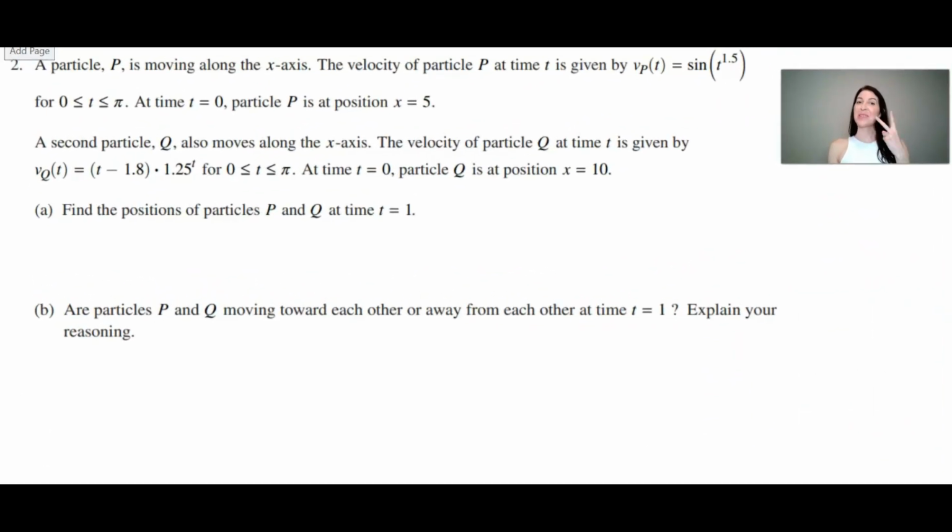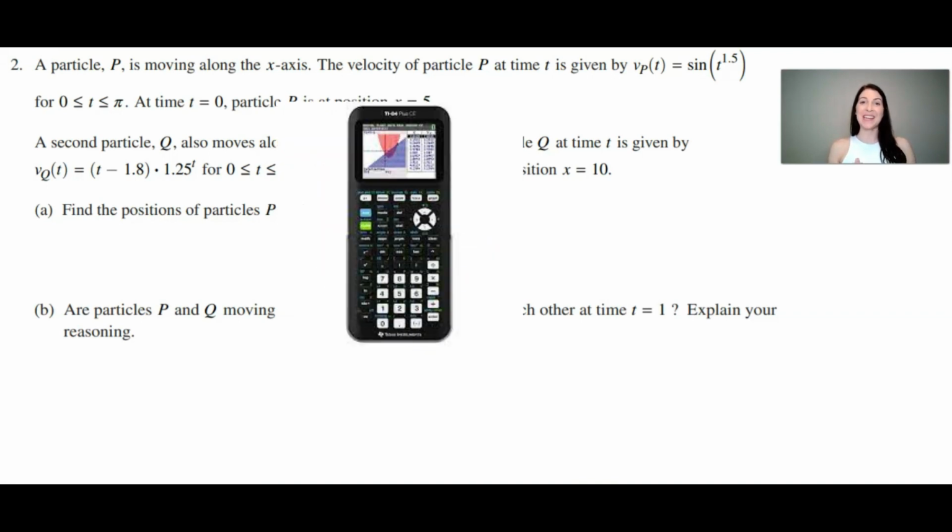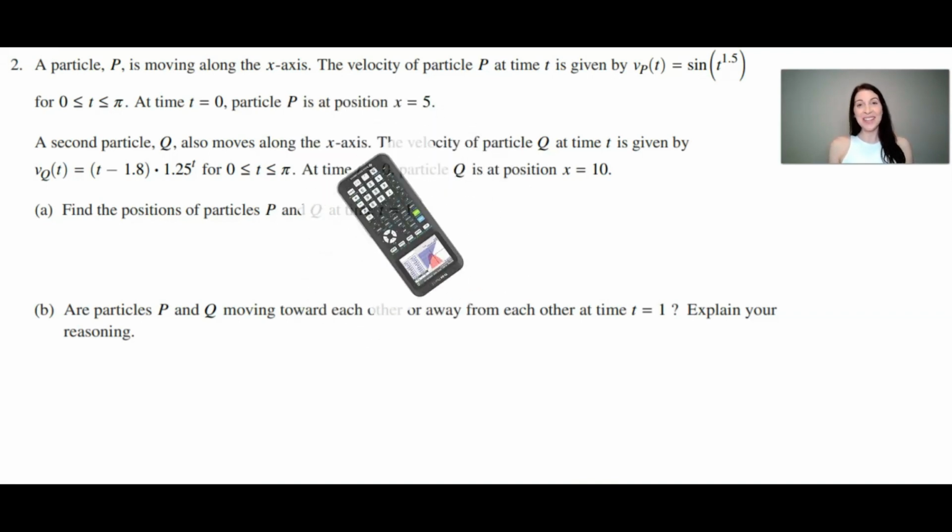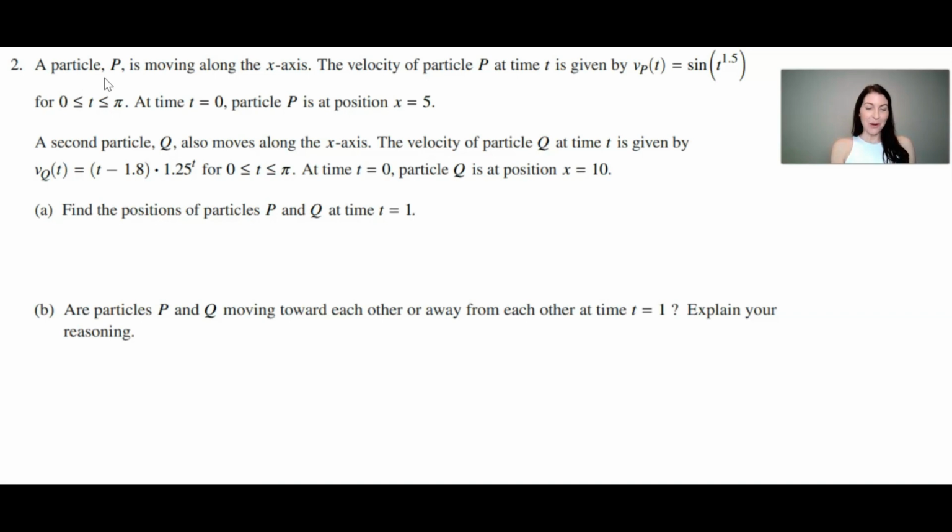Here is question number 2 from the AP Calculus exam, and this one you can use your graphing calculator on. So let's take a look. A particle P is moving along the x-axis. The velocity of particle P at time t is given by this sine equation. Remember, that's the equation for the velocity of particle P, and that equation is good for a time value between 0 and pi. At time t equals 0, particle P is at position x equals 5.